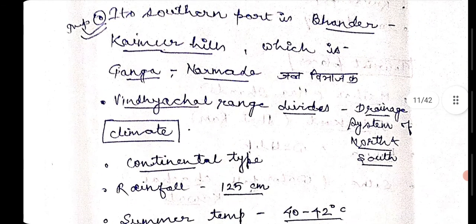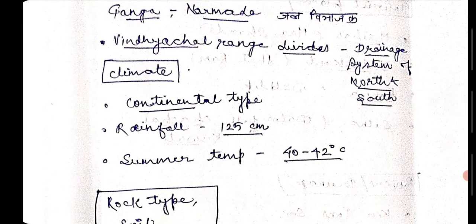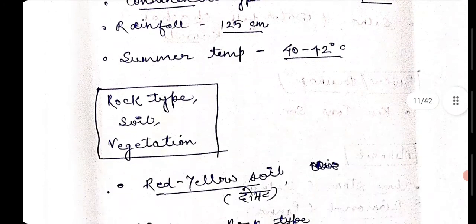It is comparatively higher in Bundelkhand and even higher in the Rewa Panna Plateau. In the Central India Plateau, the rainfall is less than 75 centimeter, in Bundelkhand it is 75 to 100 centimeter, and in the Rewa Panna Plateau it is 125 centimeter. The temperature in summer in the Rewa Panna Plateau is 40 to 42 degrees Celsius.